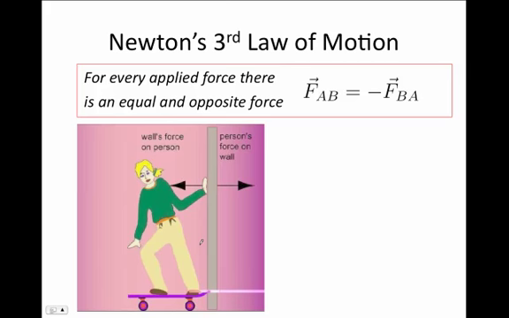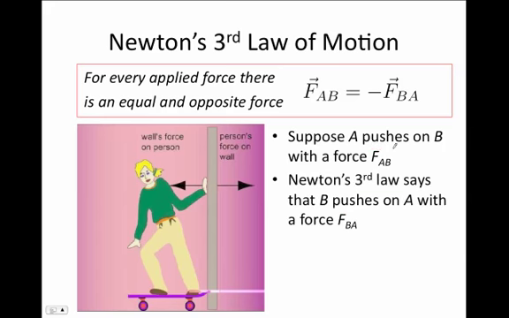Newton's third law states that for every applied force from an object A onto an object B, there's an equal and opposite force from B acting on object A. In terms of vector notation, if A pushes on B with a force F_AB, and I should really have written a little arrow over this, Newton's third law says that B will push on A with a force F_BA.